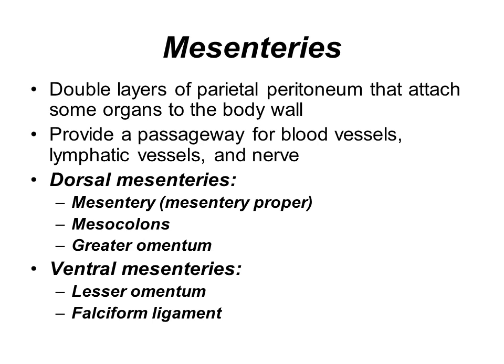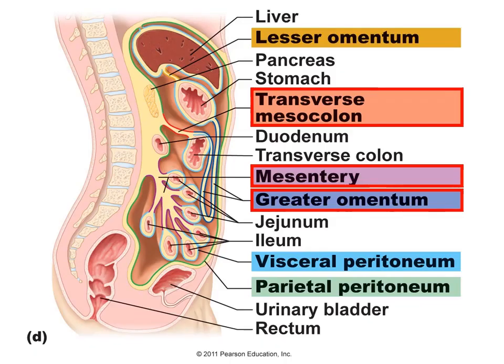The mesenteries, there's several different ones, the dorsal mesenteries and the ventral mesenteries. Basically, they're providing a way for the blood vessels, lymphatic vessels, and the nerves to pass along between the organs so they can supply the needed nutrients or signals to the various organs. And some of these are also helping to attach to the body wall. So this is a cross-section showing the location of some of these mesenteries.